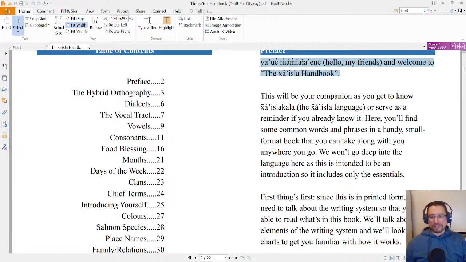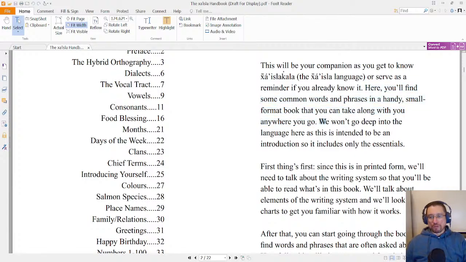This will be your companion as you get to know xa'isla, or the xa'isla language, or serve as a reminder if you already know it. So here you'll find some common words and phrases in a handy small format book that you can take along with you anywhere you go. We won't go deep into the language here as this is intended to be an introduction, so it only includes the essentials.